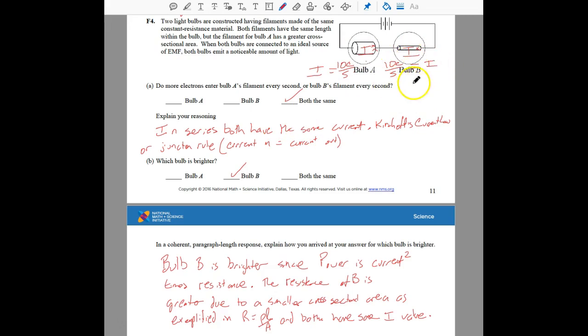Which bulb is brighter? The brighter bulb is going to be bulb B, and it's brighter since power is equal to current squared times resistance. The resistance of B, you'll notice, is very high because we don't have as big of a pipe, and we can say that by just saying the resistance of B is greater due to a smaller cross-sectional area. We know that because R is equal to rho L over A. So the smaller A is, the bigger R is. And both have the same current value.